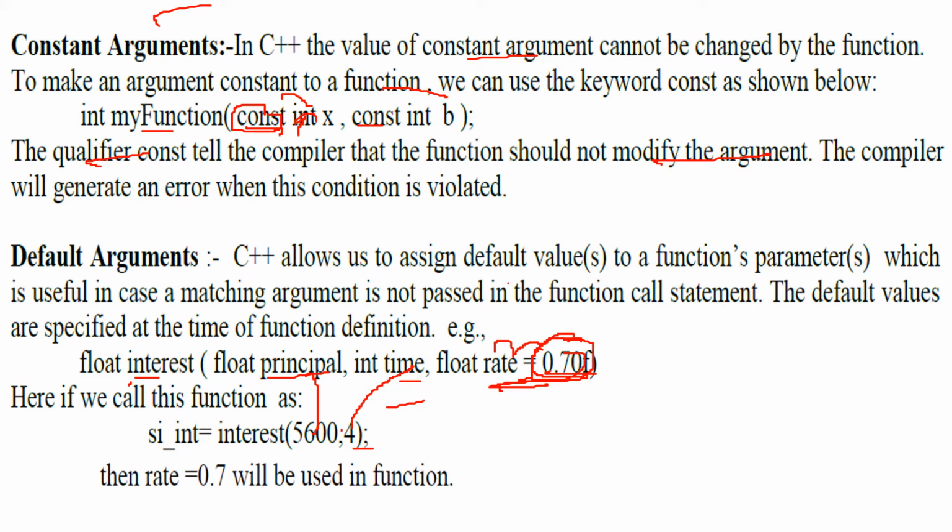So C++ allows us to assign default values to function parameters, which is very useful for a matching argument which is not passed in the function call statement. See, here we have not passed it at all. And if you pass it, that will override this 0.70. If this had been 5600, comma 4, comma say 0.6, then this 0.6 is going to override 0.70, right? So the default values are specified at the time of function definition, right? So this is how it is done.